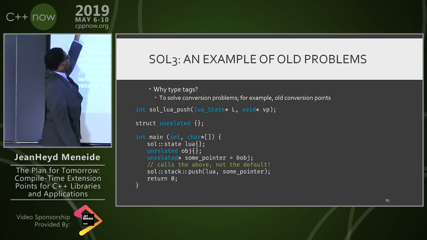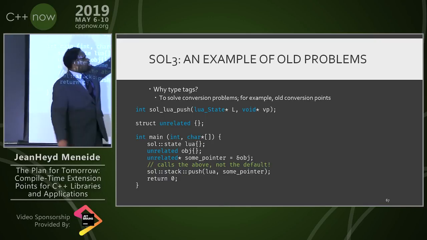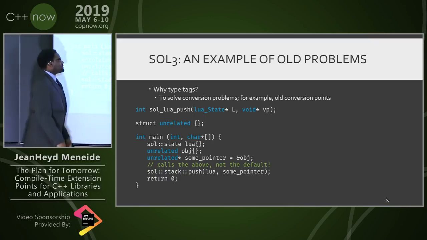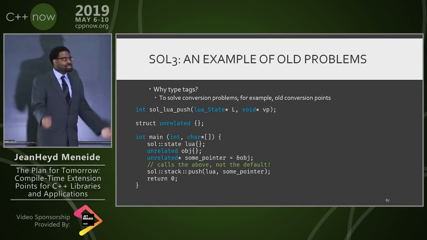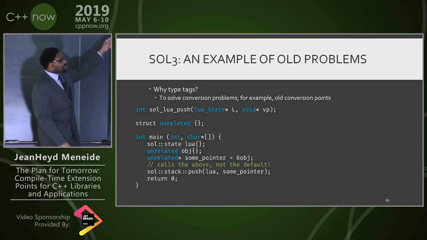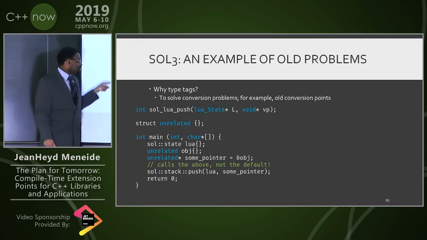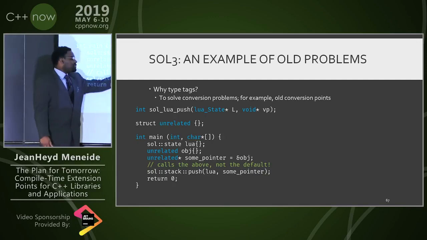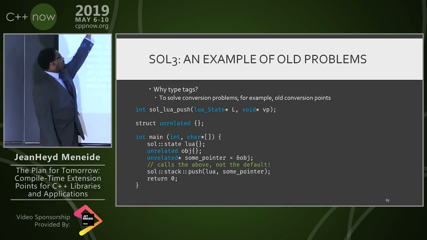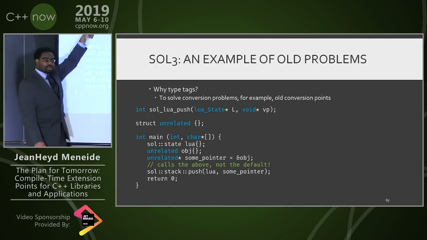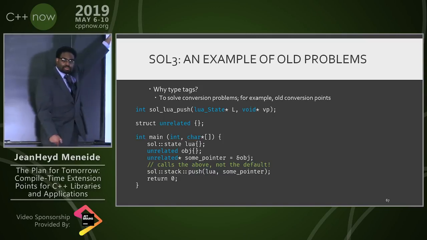I define sol lua push, this is before I had type tags, so this is an earlier version of sol 2. I define sol lua push for the state and some any old void pointer, because I want to do something cool with it. I have this unrelated struct here. I call the extension point, I say sol stack push, I take some unrelated pointer and pass it in. This gets called, because any pointer can convert to a void star pointer. So this is a valid extension point.